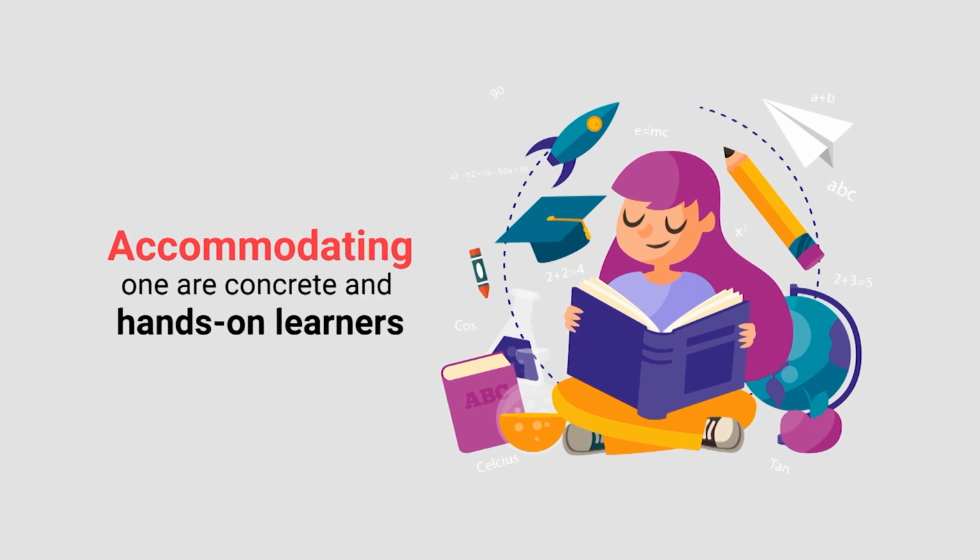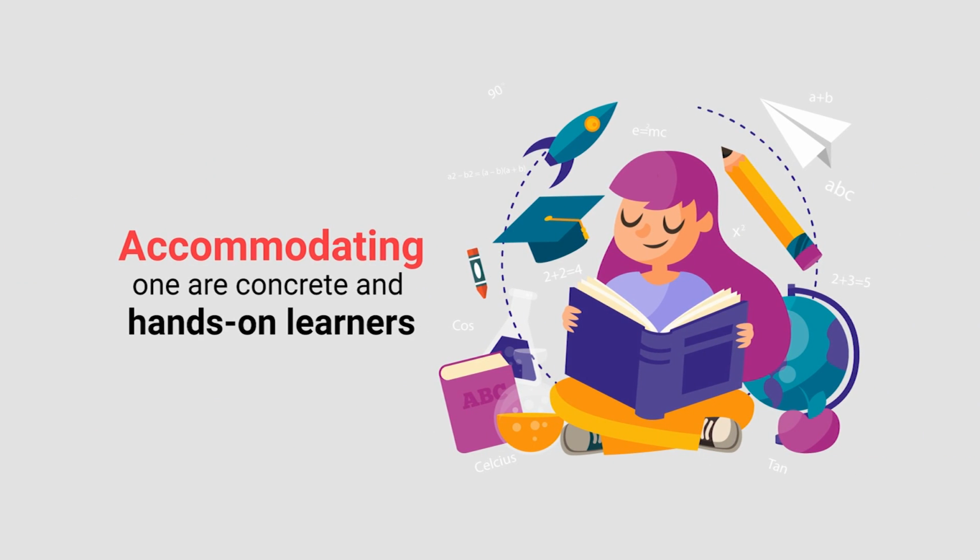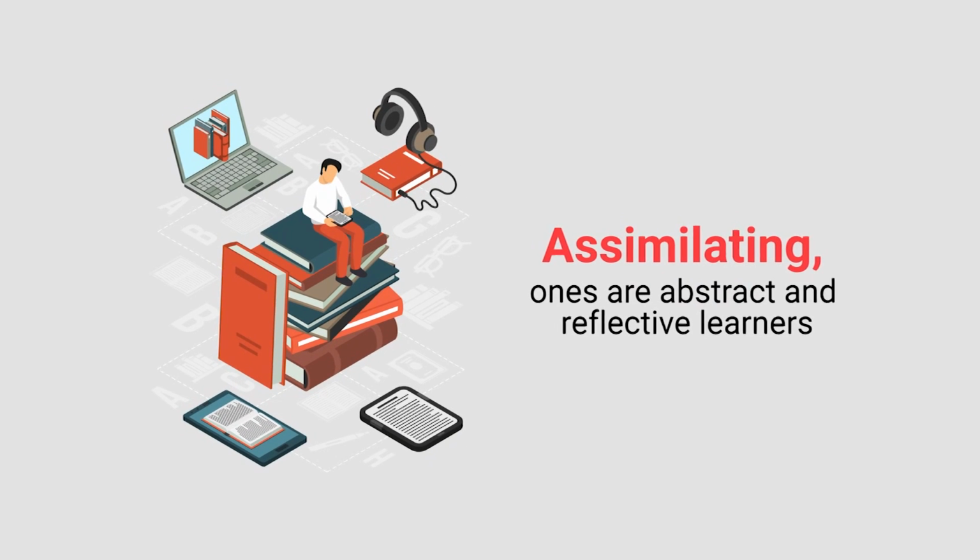The third is the accommodating style. The ones are concrete and they like hands-on experiences. Assimilating style. This is the fourth type of category. They are the ones which like abstract and they are reflective learners too.